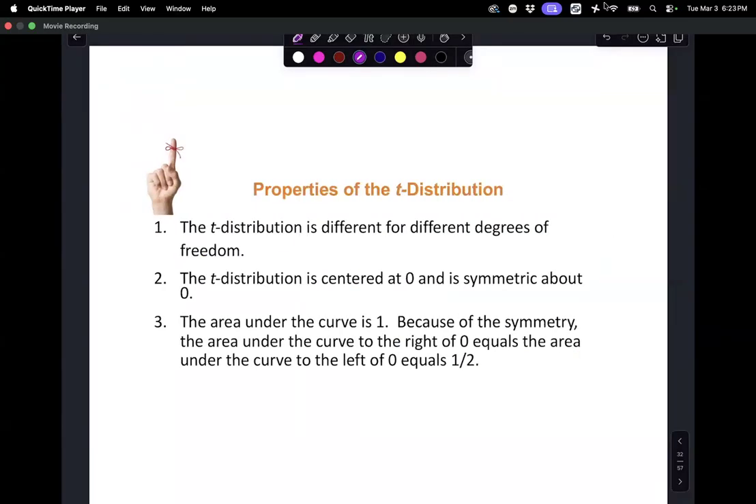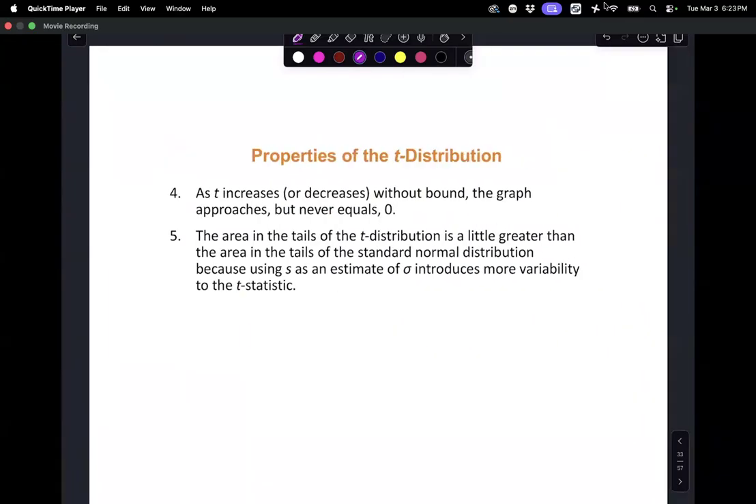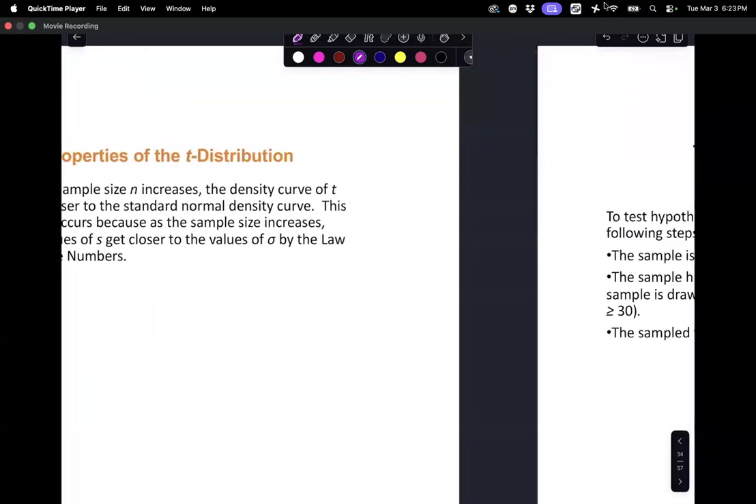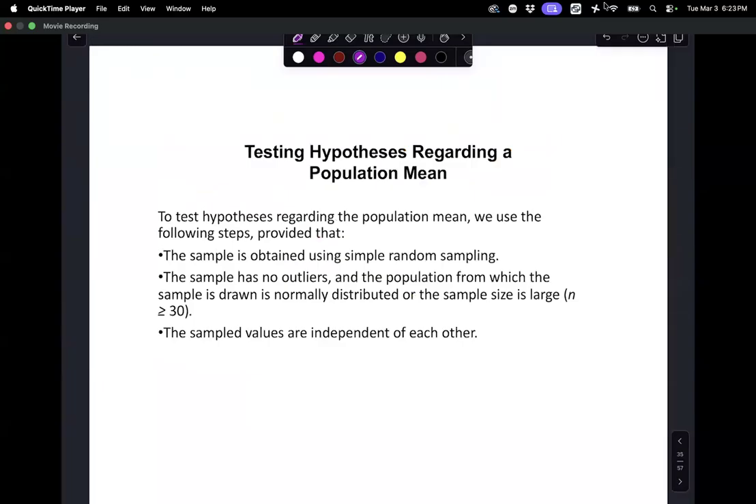Just remember that our t distribution is different for degrees of freedom. All of this other stuff is just all the t values, but the t values depend on your sample size. That's the important thing there. T values depend on your sample size. All right, so these are the things you test.